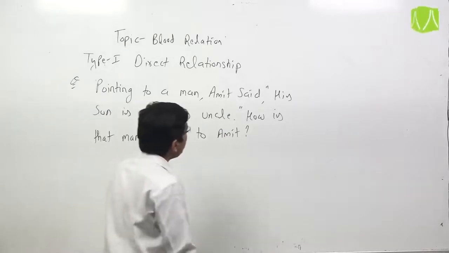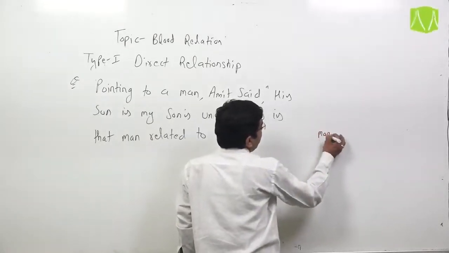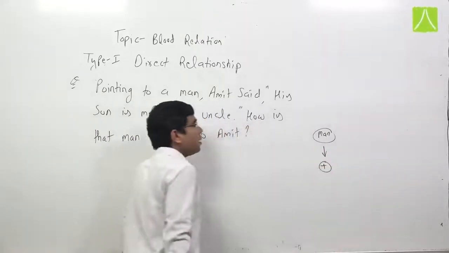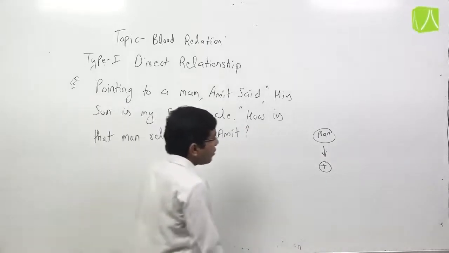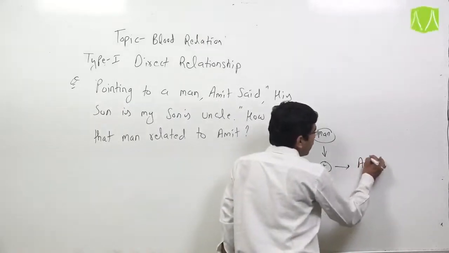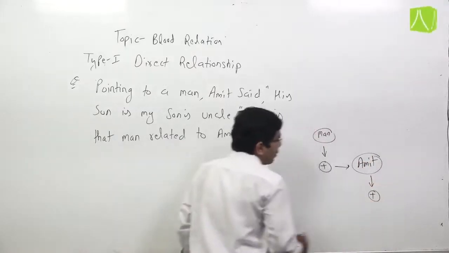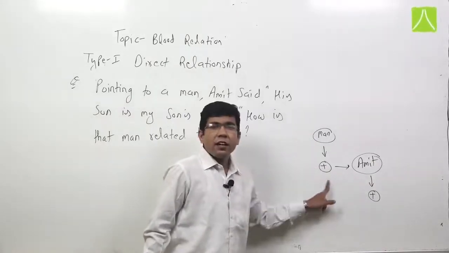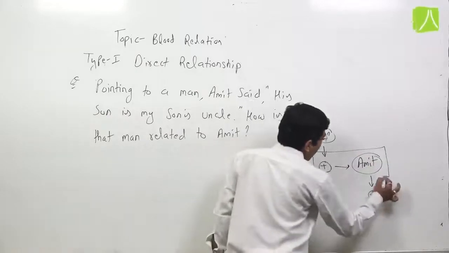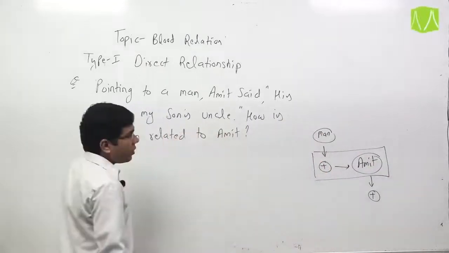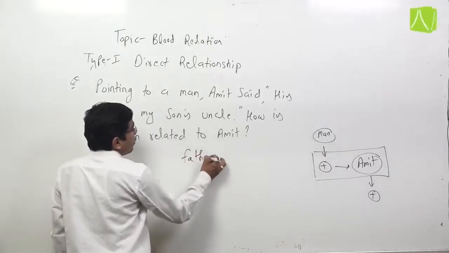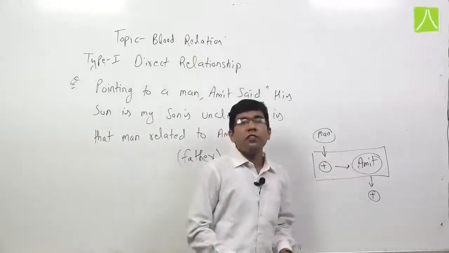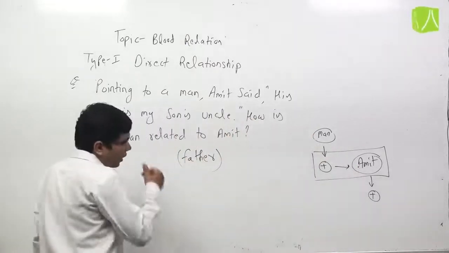Now, for this question, pointing to a man, Amit said, his son, the son of this person, his son is my son's uncle. Means the diagram should be like this. This means Amit and the son of this man are brothers. So we can say that the man's relation to Amit is father. This man is the father of Amit. So our answer should be father.